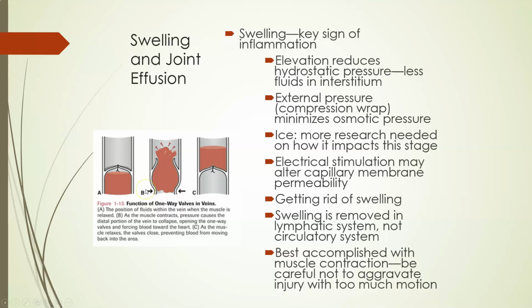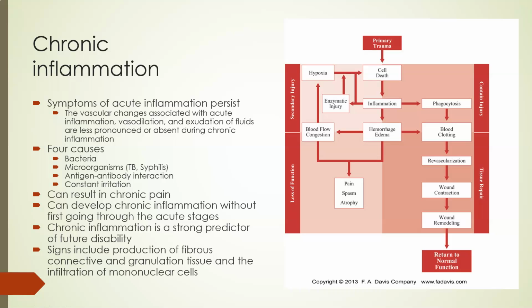And so when we look at swelling and specifically edema, we need to think then about how we can increase lymphatic flow. That's how you eliminate edema. And the best way to do that is through muscle contraction, not aggravating the injury, causing too much. Because if you continue to aggravate the injury, you can get into a situation which is like chronic inflammation, where the symptoms of the acute inflammatory process persist longer than needed. There are different causes in there that occur, right?